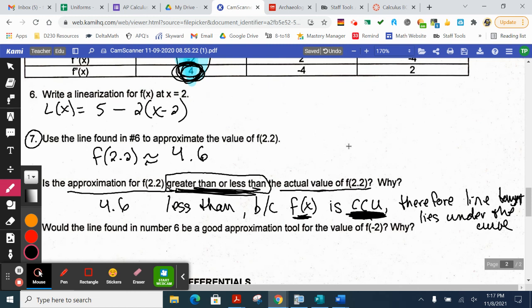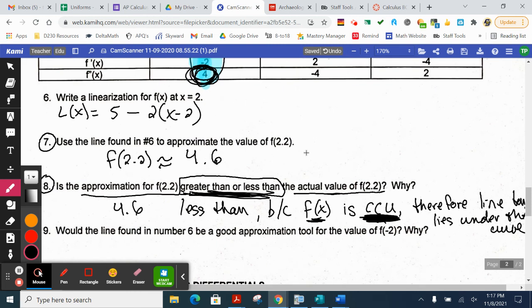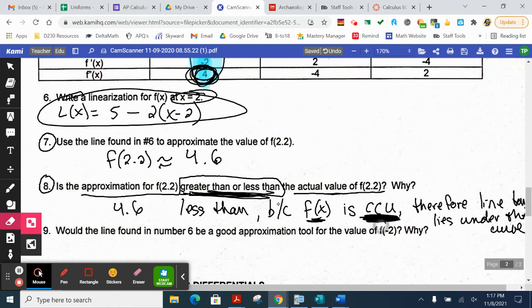All right, so now Joe's question here. It says, would the line found in number 6, so this line here, where we're tangent at the x value of 2, be a good approximation tool for the value of f of negative 2? So we just used that line to approximate f of 2.2, but would it be a good approximation tool for f of negative 2? What do you think, Joe?